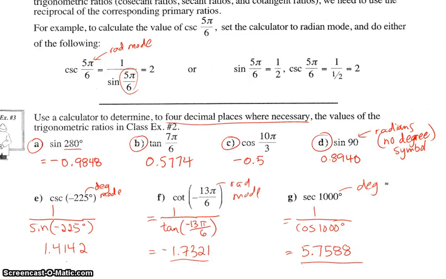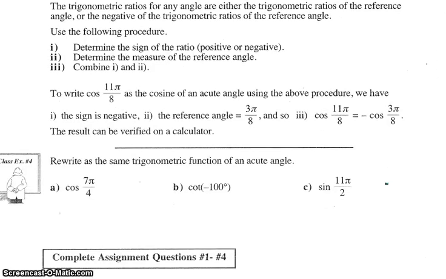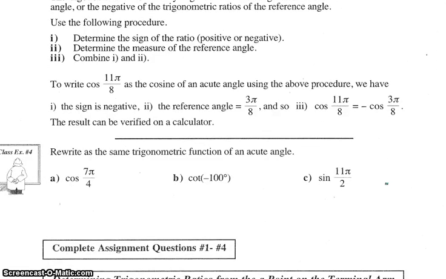Okay, so let's take a look at the next page. One thing we can do, and this comes up more so in, say, calculus, would be to express trig ratios of an angle in terms of a reference angle. We're going to go through the procedure on how to do this, but let's just jump to example 4 and I can show you what I'm talking about here.